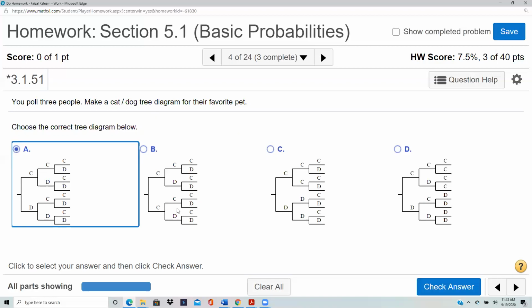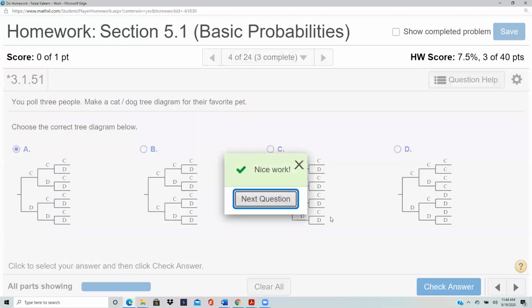Now let's see what's wrong with the others. You see, I said that at every branch you should have a cat and a dog. Over here at the first branch, I have both cats, so that's out. Now over here at this branch, I have both cats, that's out. And similarly here at this point, I have both cats at this branch, so that's out. So A is the only option.